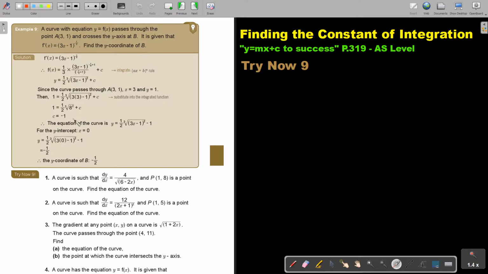So when it crosses or cuts or intersects the y-axis, I make x 0. So in this equation, I make x 0 and I get negative a half. So the y coordinate will be negative a half. What will be the x coordinate? It will be 0. So the point will be (0, negative a half), but they only asked for the y coordinate. And it's very important, especially at this level, that you just answer what they asked for.